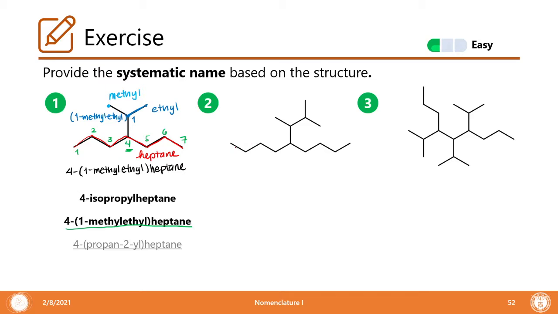So let's look at the next example. Let's look at the longest chain. 1, 2, 3, 4, 5, 6, 7, 8, 9. So we have 9, nonane.